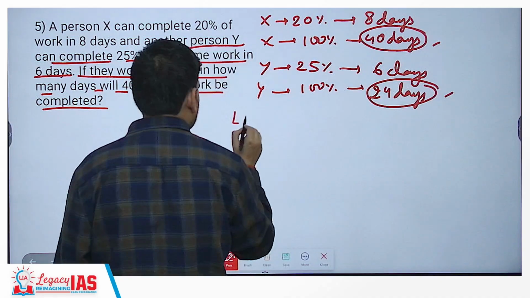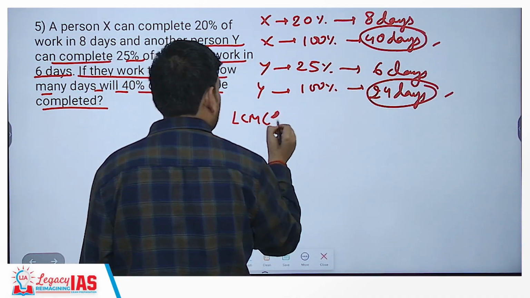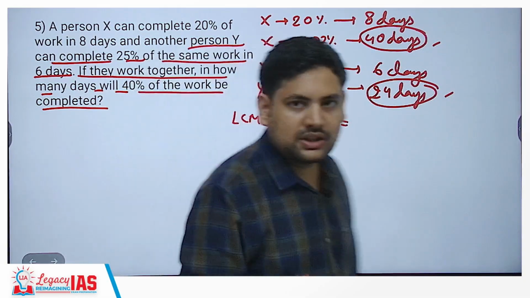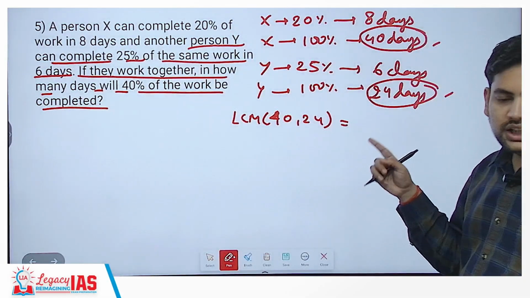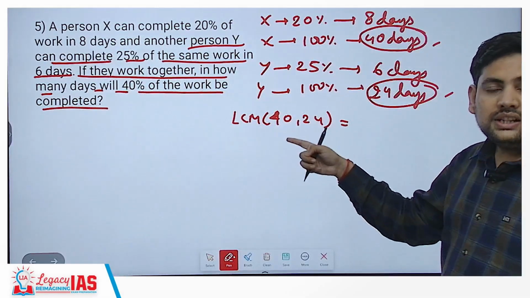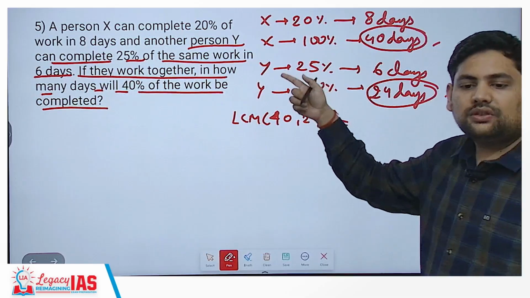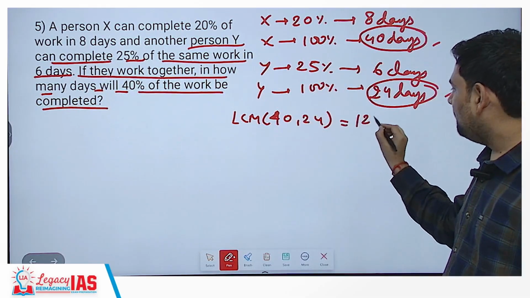First thing that you do is find the LCM. LCM of 40 and 24. What will this be? 40 into 2, 80 divided by 24? No. Then next 120. 120 divisible by 24? Yes. Correct? 24 5s are 120. So LCM is 120.